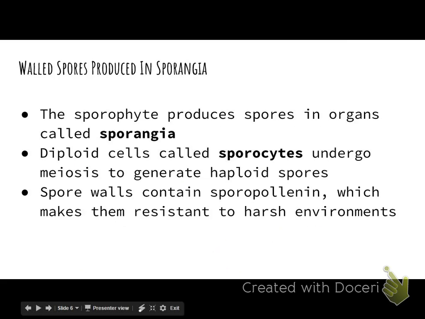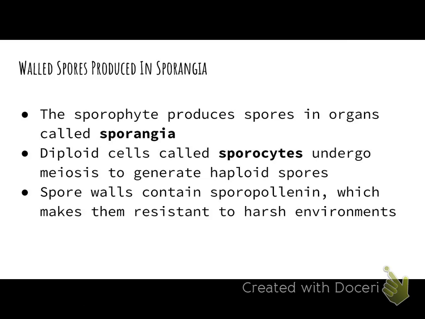And so one thing that our plants developed was the wall spores produced in the sporangia. Basically, the spores now have a wall, so elements don't kill them off fast. Sorry, I did this really late last night, so I'm just trying to remember what I was writing.